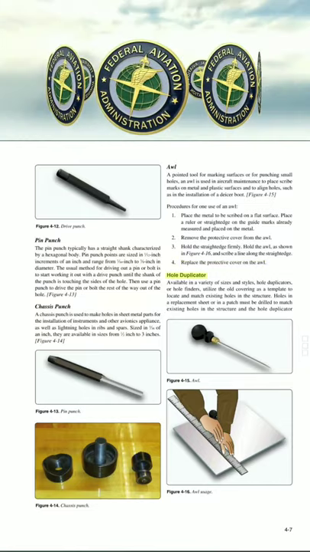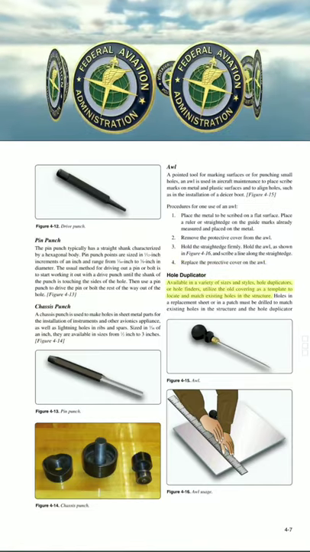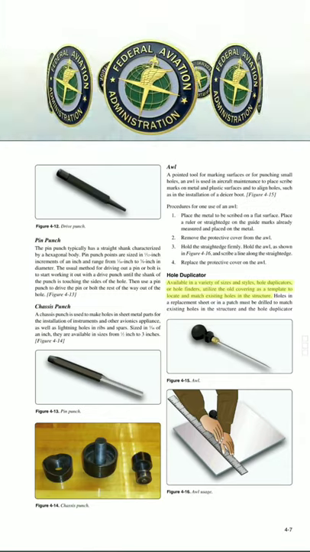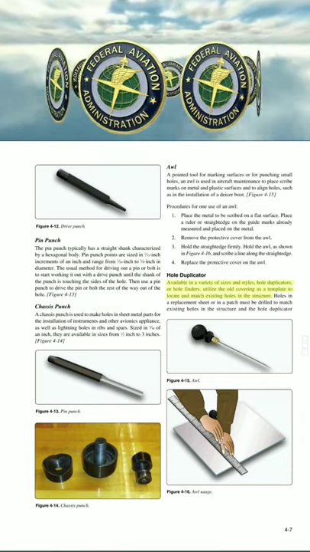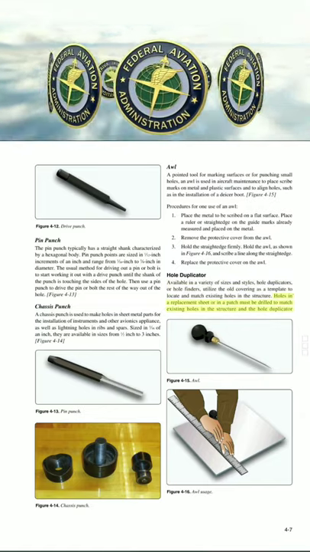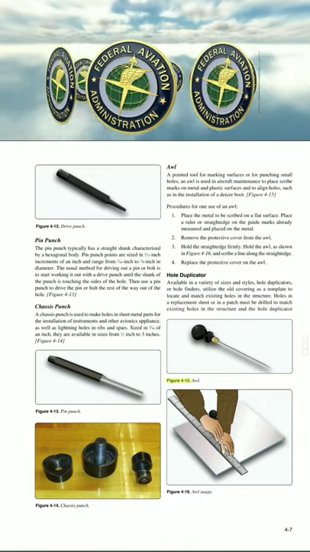Awl duplicator. Available in a variety of sizes and styles, awl duplicators, or awl finders, utilize the old covering as a template to locate and match existing holes in the structure. Holes in a replacement sheet or in a patch must be drilled to match existing holes in the structure and the hole duplicator.